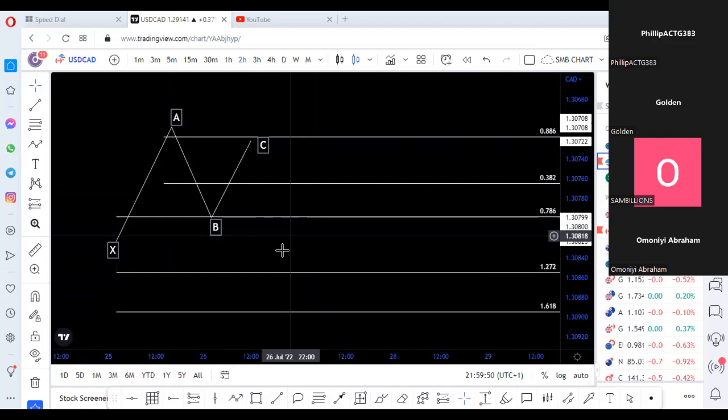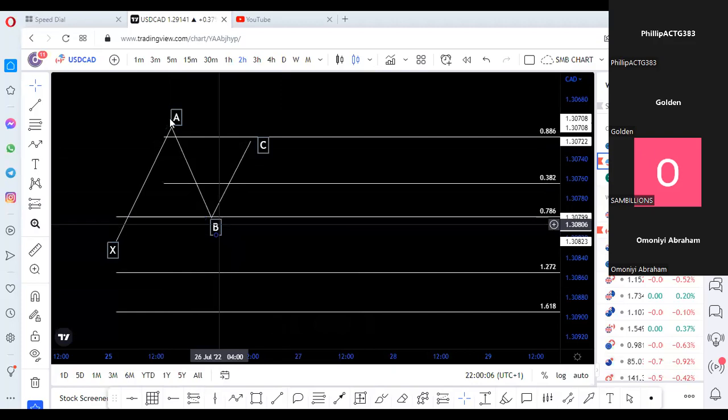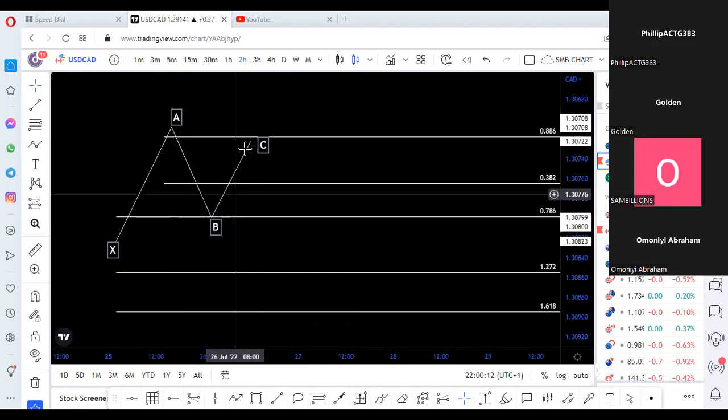Then to get your C, you still do the same thing. This is a bullish butterfly. Bullish, not bearish. All right, so you've gotten your B, then to get your C, you measure A to B.